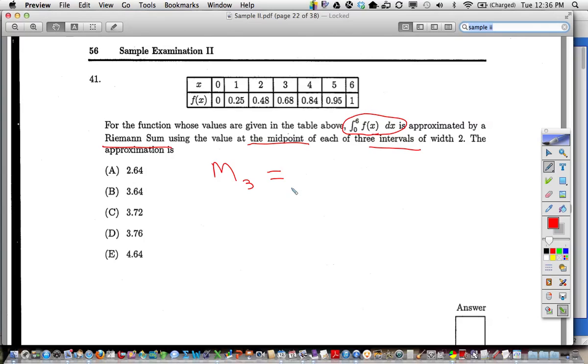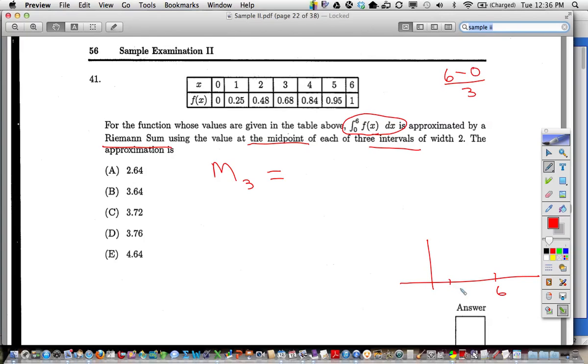Now, they were nice to even tell us that the width is 2, which should be obvious, right? From 0 to 6, there's our total width. We're going to do 3 subintervals. 6 divided by 3 is 2. So we should be able to calculate that ourselves. I'm kind of surprised they even told me that. But, okay? All right. Now, if it's helpful, I can come down here and make myself a little graph.